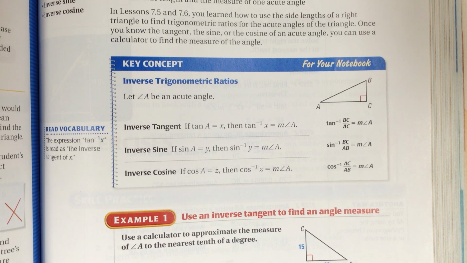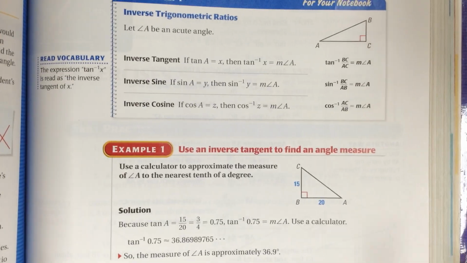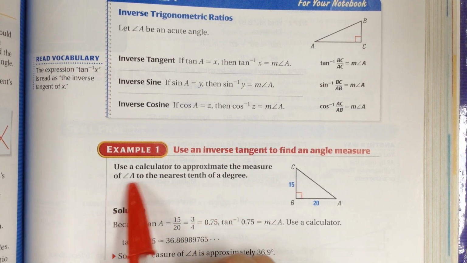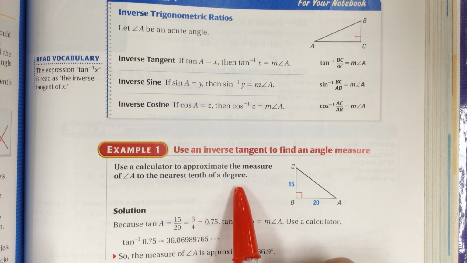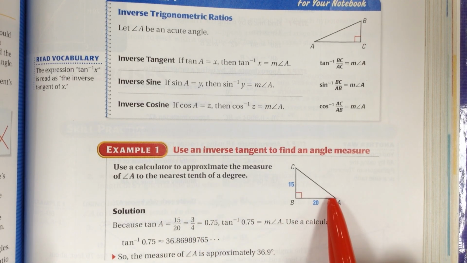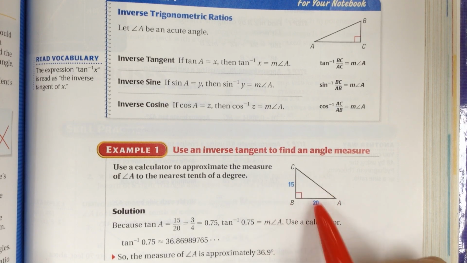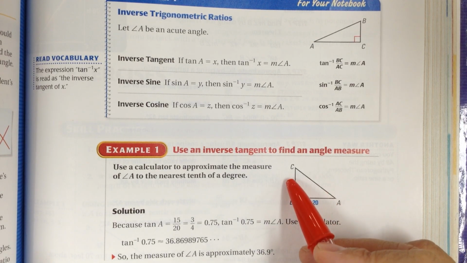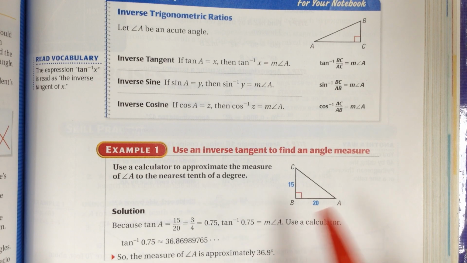Okay, so let's go over how to find an angle measure. Use a calculator to approximate the measure of angle A to the nearest tenth of a degree. Here's your angle A, and the two sides involved are here and here. So this is opposite and adjacent. First you want to write your function. Let's see how to do this kind of problem.